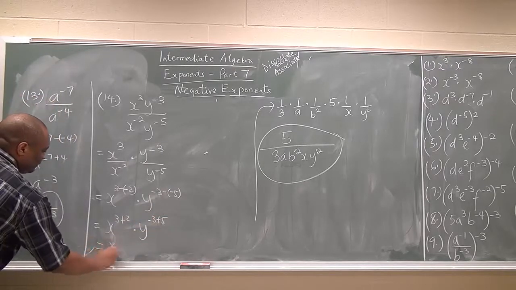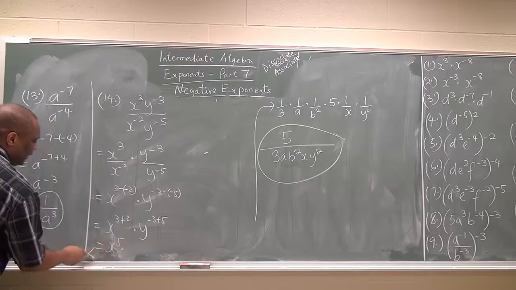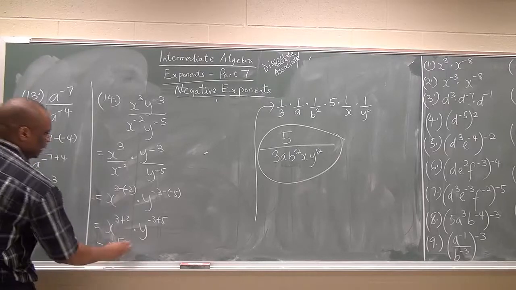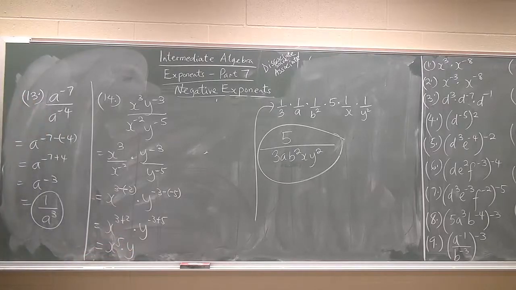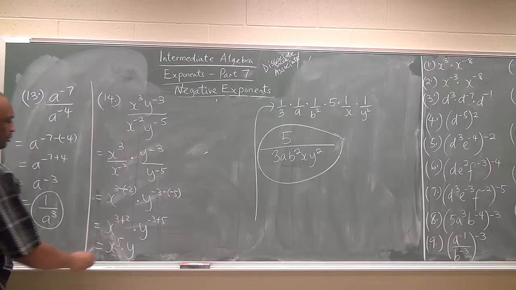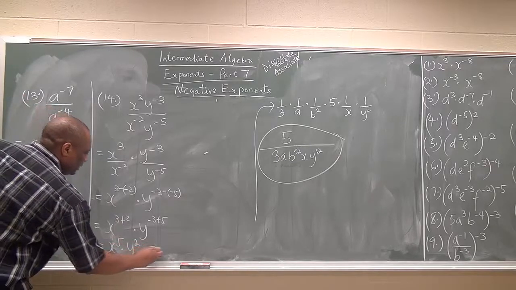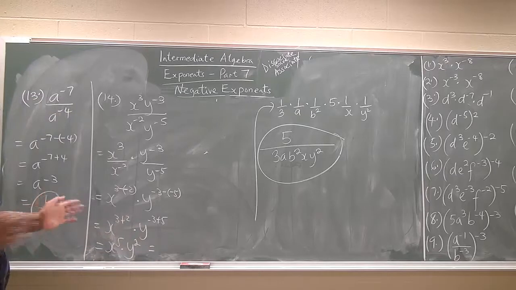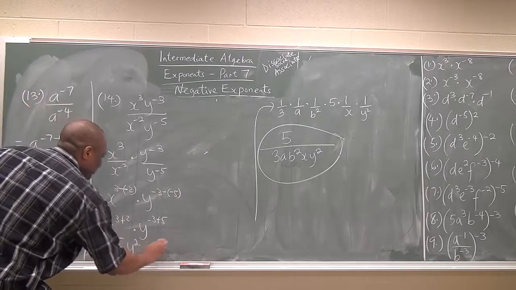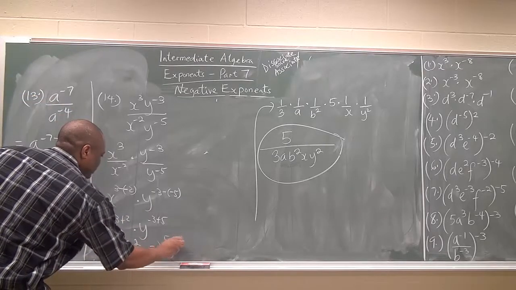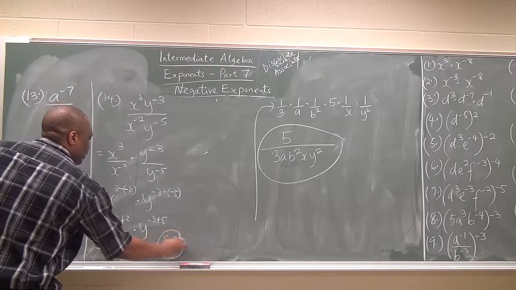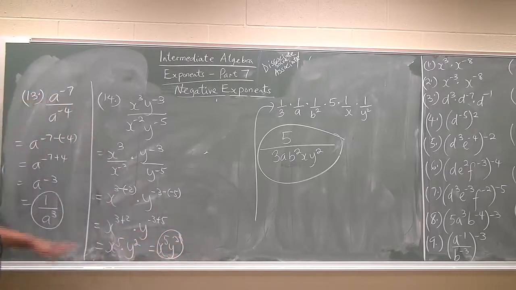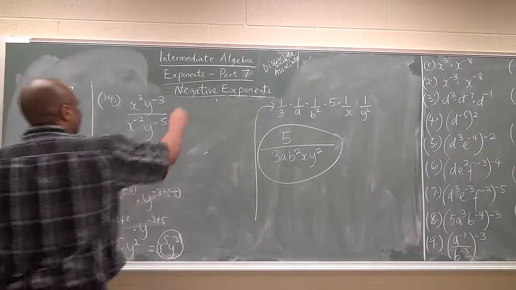And this will be x to the power 5, times y. You owe 3, you have 5. That means you have 2. So you now associate. This is x to the 5th power, y to the 2nd power.